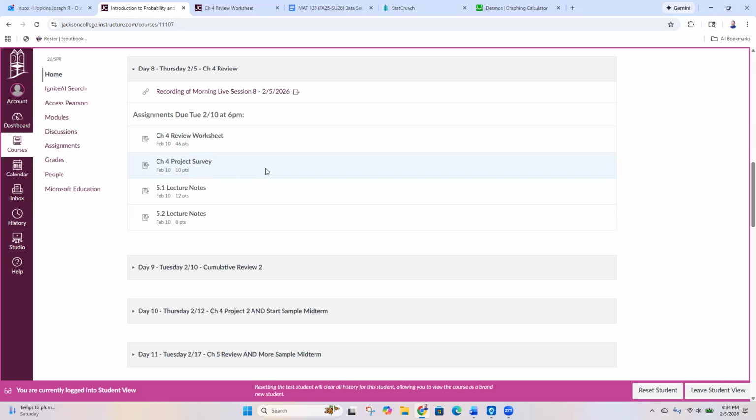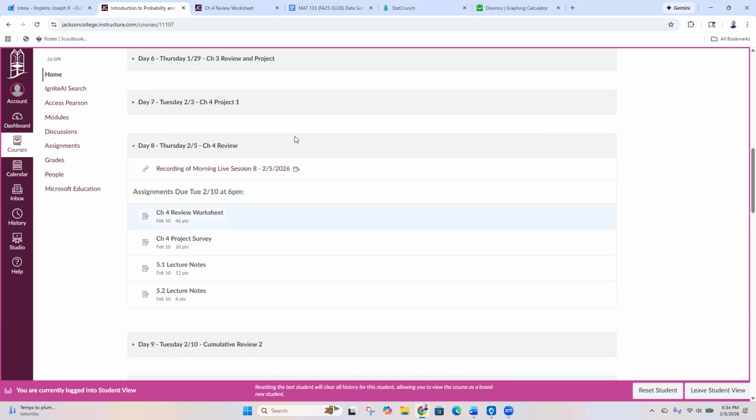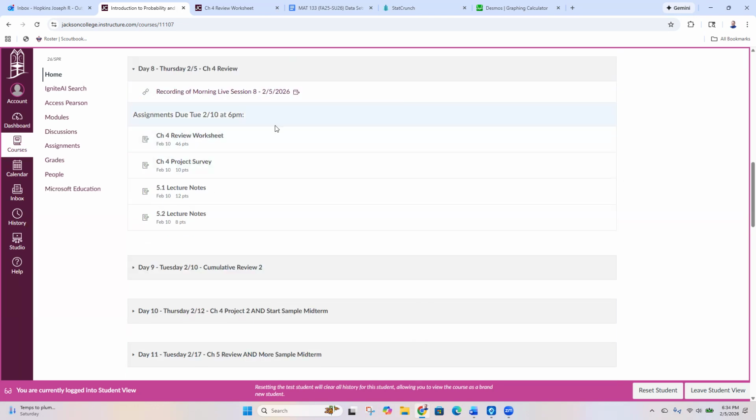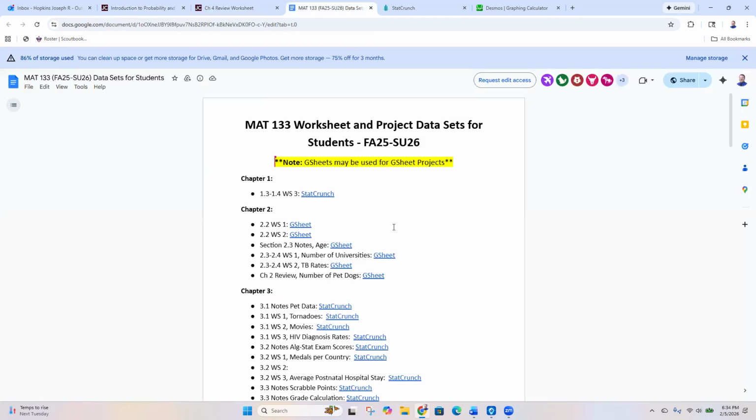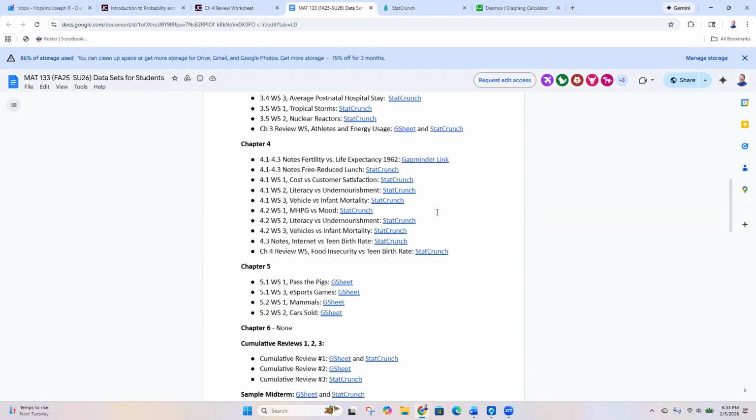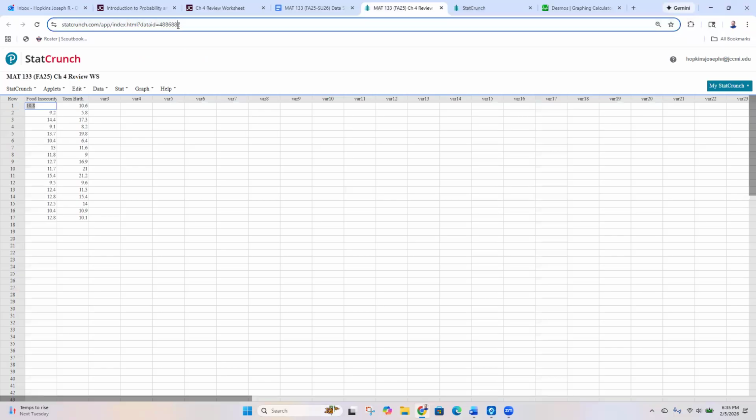Today is the Chapter 4 review worksheet, which is on page 365, and Chapter 4 is all about linear regression. If you click on the link in Canvas, it will bring you here, and there's a button you can click for this link that brings you to this document, which has the links for all the different worksheets. The one we're looking for is the Chapter 4 review, down here. There's a button for StatCrunch, and when you click on that, it will take you to the data set we're going to be using today. I'll drop that in the chat as well, so you don't have to go find it.